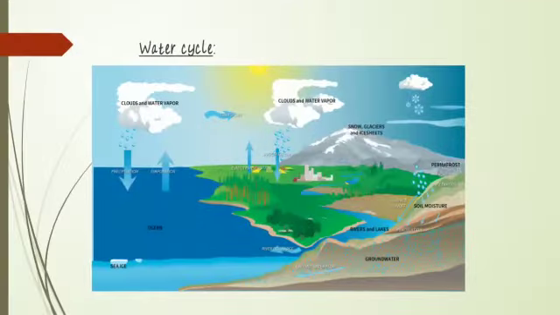The next is the water cycle. It is also called the hydrological cycle, which involves the continuous circulation of water in the earth-atmosphere system. Of the many processes involved in the water cycle, the most important are evaporation, transpiration, condensation, precipitation, and runoff. Although the total amount of water within the cycle remains essentially constant, its distribution among the various processes is continuously changing. This is all about the water cycle.